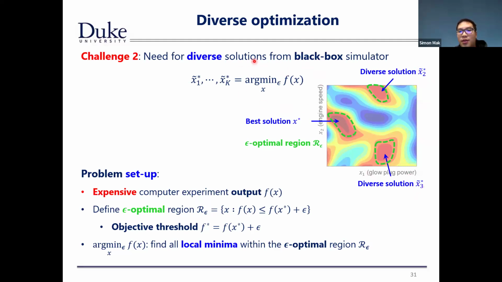And I'm just going to denote this here by trying to find the argmin of epsilon. This is going to denote trying to find all of the local minima within the epsilon optimal region. So in this case, I might have capital K solutions. That's a new optimization problem here.